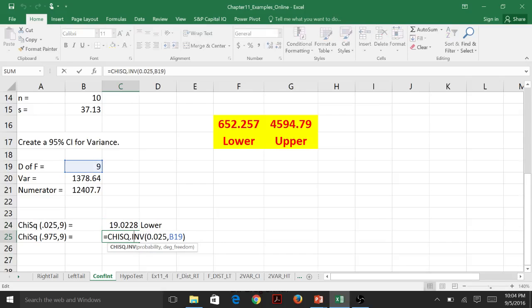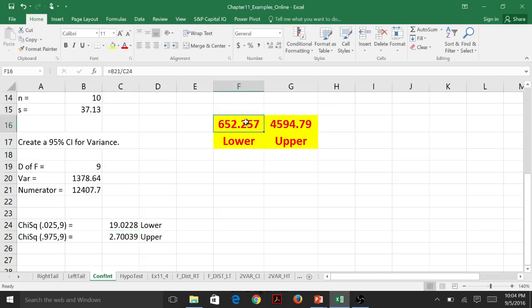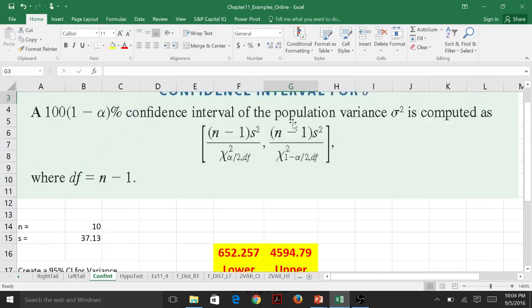And for the other, I'm going to include the 0.025, but notice I don't have chi-square.inv.rightTail. I'm just using the 0.025. And then I'll take the larger one and divide it in for the lower tail, and the smaller one for the upper here. So I do that, and that, and now I have a confidence interval for the variance.